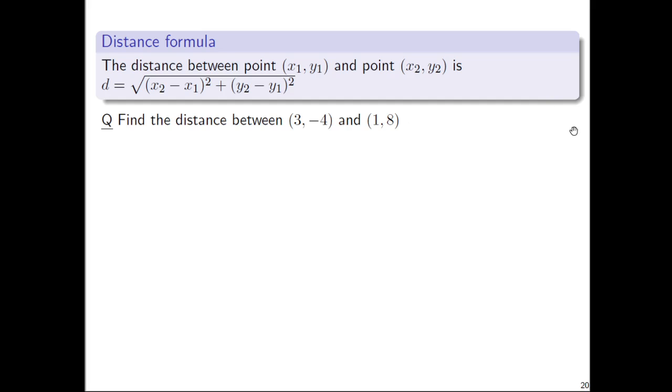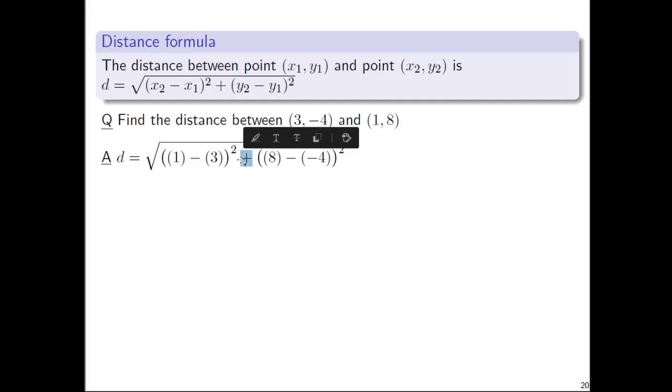Okay, so now let's apply the distance formula to find the distance between these 2 points. Direct application of the formula says that the distance is the square root of a sum. What is that sum? On one side of the plus sign is the square of the difference of the x coordinates, so 1 minus 3 quantity squared, and after the plus sign you have the square of the difference of the y coordinates, so 8 minus negative 4 quantity squared. Don't distribute the square root sign, that's made up stuff.